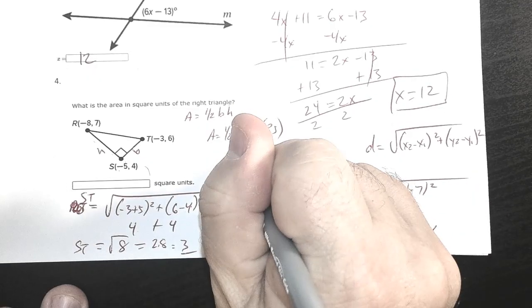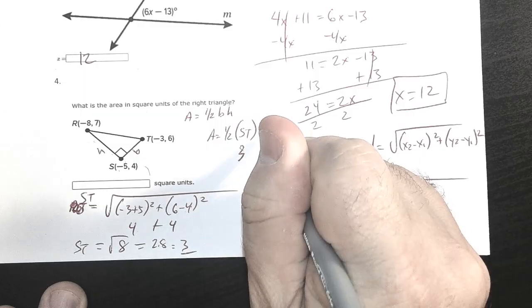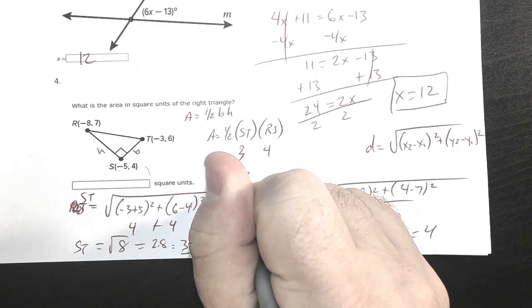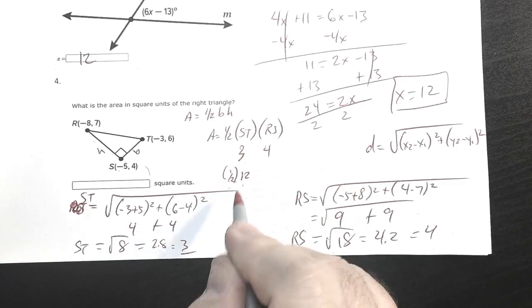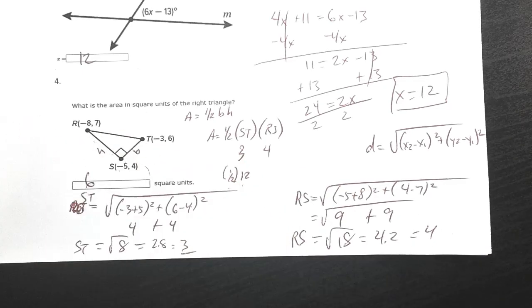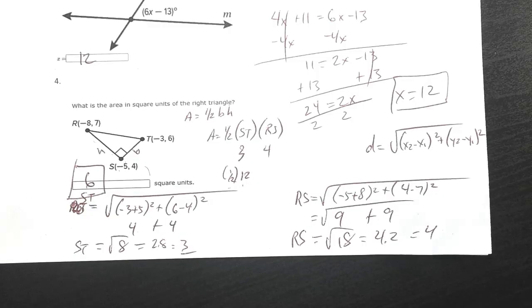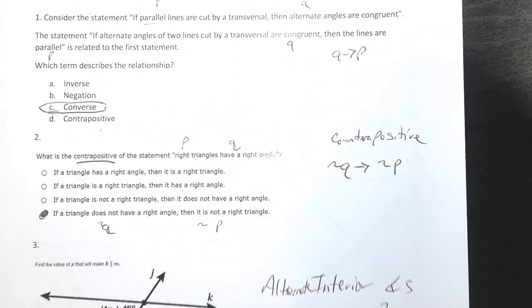So up here, ST was 3, excuse me. RS was 4. 4 times 3 is 12. And then 1/2 of 12 means that the area of this triangle is 6. Let me just circle that because we got all this junk. All right. Flipping over.